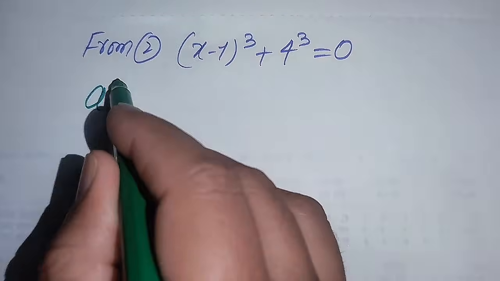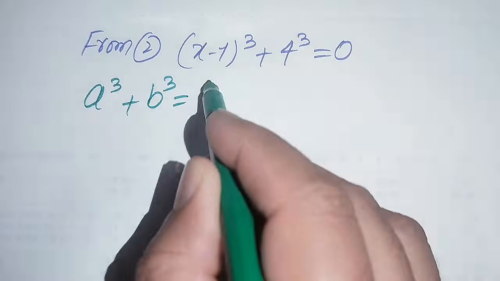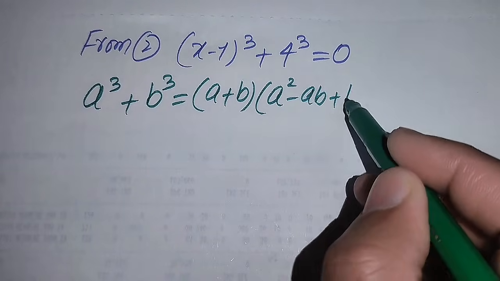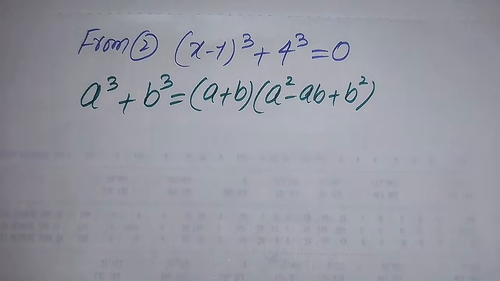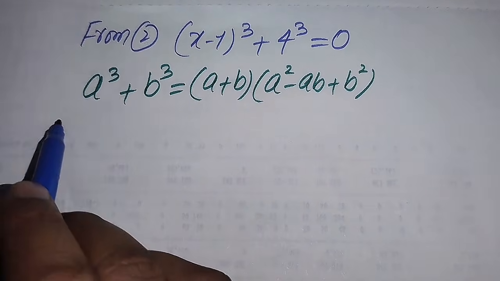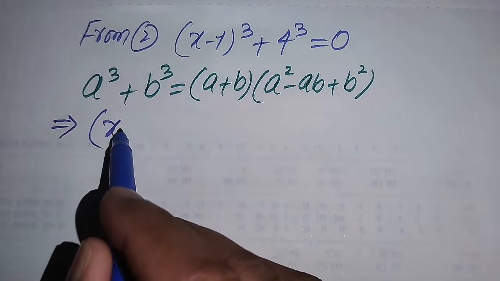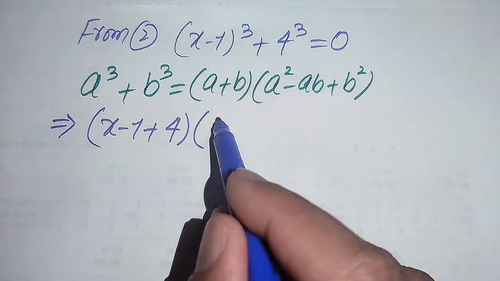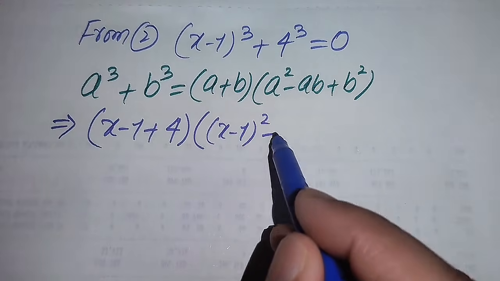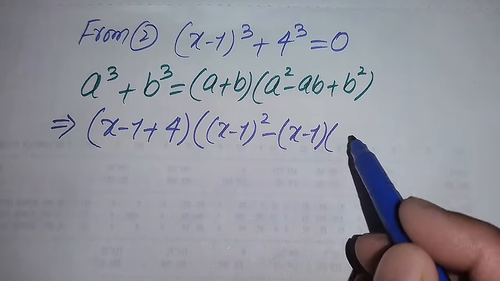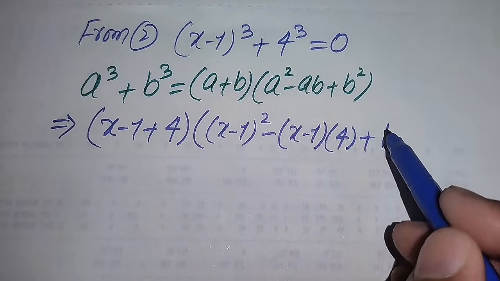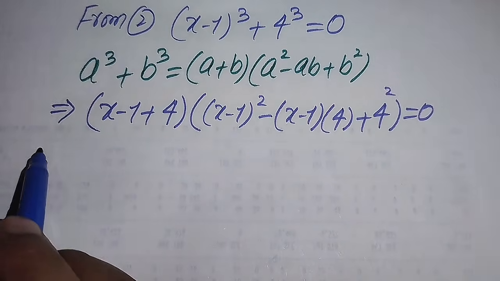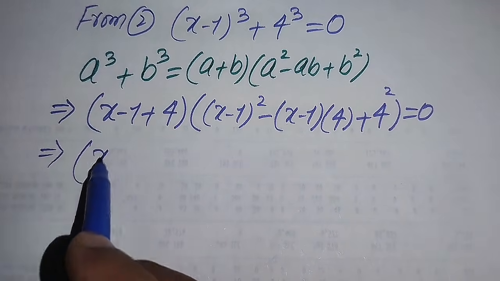You know about that. If we have a cubed plus b cubed, it is equal to (a plus b) times (a squared minus ab plus b squared). So according to this cubic formula, we write our above equation in this form. First you have a plus b, the value of a is x minus 1 plus the value of b is 4, into a squared, the value of a is (x minus 1) squared, minus ab, the value of a is x minus 1 into b is 4, plus b squared, b is 4 squared, and this whole equation is equal to 0.